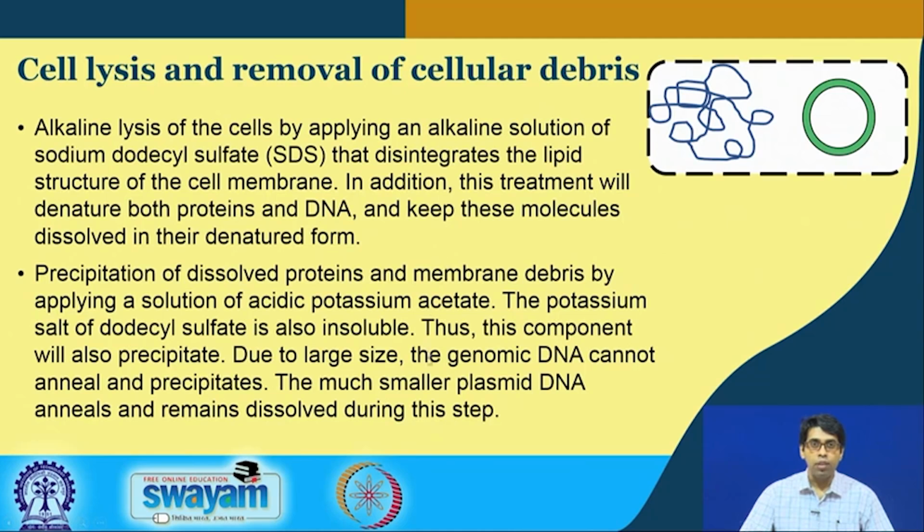If we use very vigorous mixing at this step, then the genomic DNA will start breaking down and it will form small fragments. Now, if the fragments are small, then they can easily find each other and become soluble. So, it is important to do this step very gently, where we have to mix the solutions without breaking the genomic DNA, so that it can precipitate out, and the plasmid DNA, because of its small size, can very efficiently re-anneal and remain soluble in the solution.